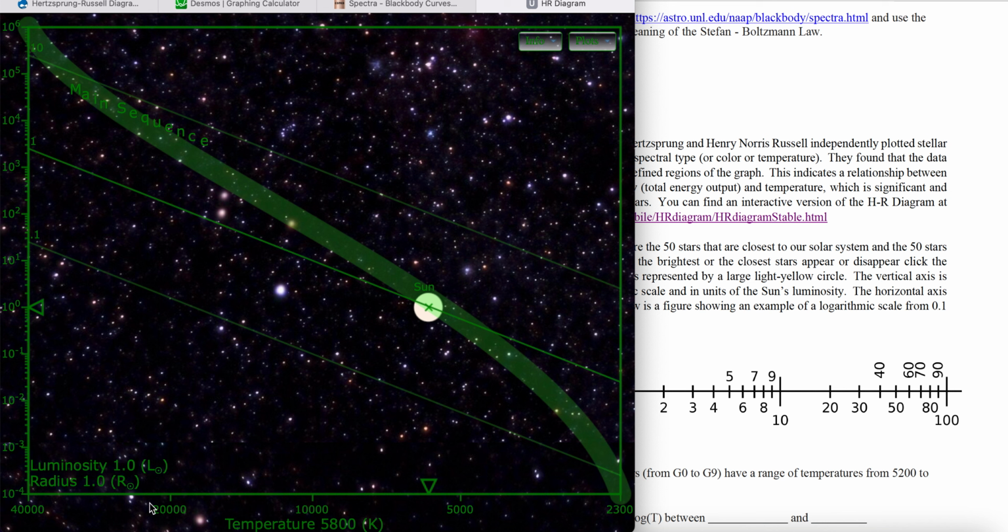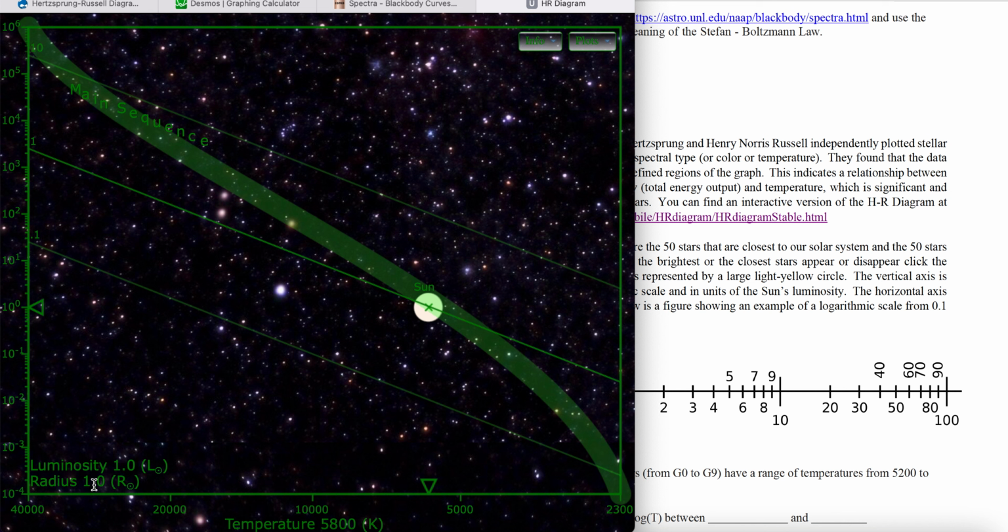This interactive version of the HR diagram also has radii measured in a base unit, so a base unit of the radius of our sun. So a value of 1.0 would be our sun. In fact, that's where the diagram defaults. When you first load the website, it shows the sun, and therefore the current value has a luminosity of 1.0 since it is the sun, and a radius of 1.0.